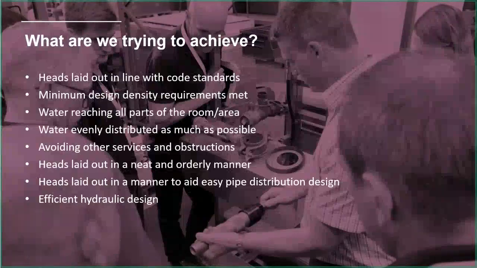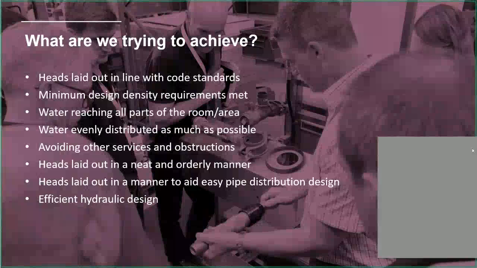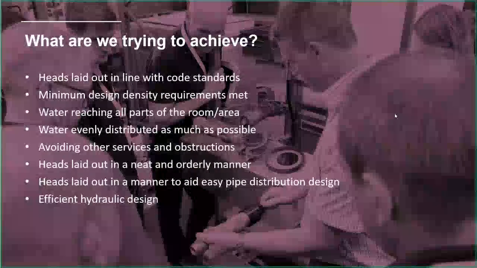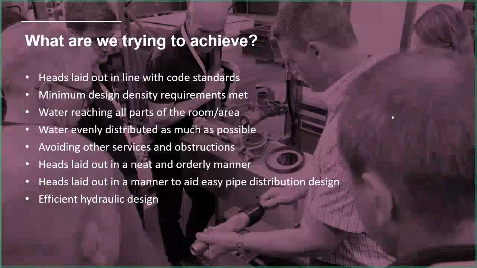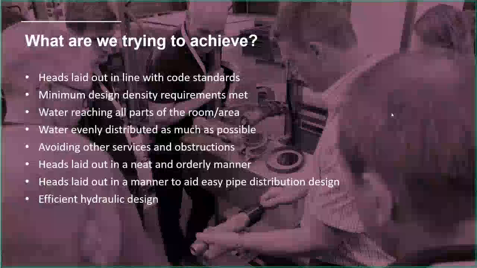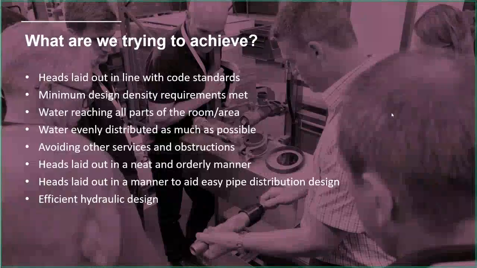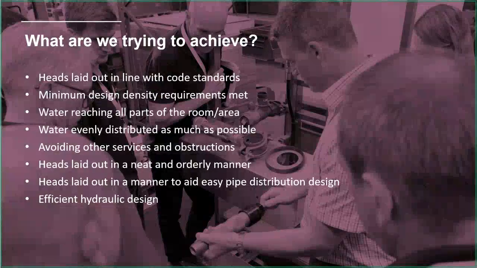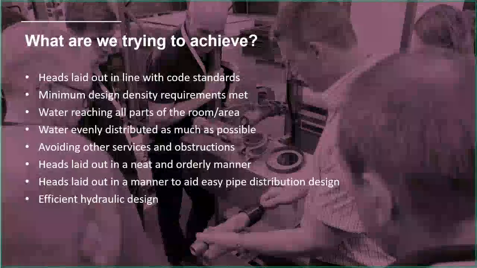So what are we trying to achieve? Well, obviously we want them laid out in line with code standards. Code standards will give some do's and don'ts, and obviously we need to take heed of that, because we want to have a sprinkler system at the end of the day which we can sign off and say, yes, this sprinkler system is installed in accordance with this code standard. So obviously we want to do that.